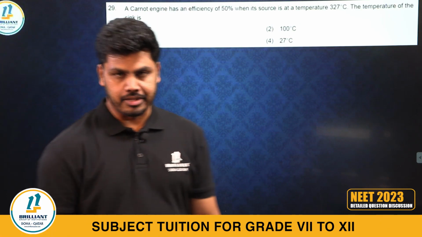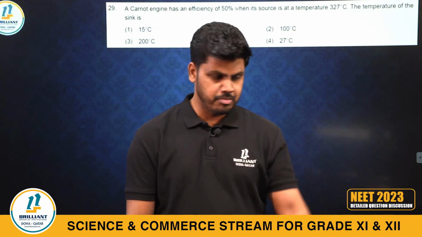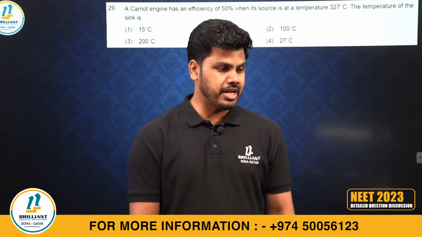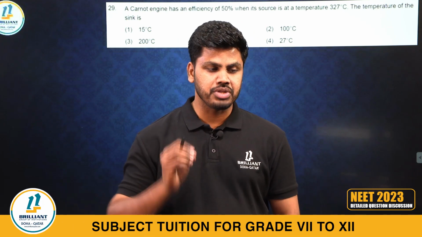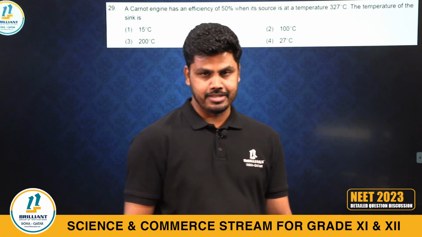Now, question number 29 is about a Carnot's engine, coming from thermal physics part, like thermodynamics. Efficiency is given as 50%. When its source is at a temperature 327 degrees Celsius, temperature of the sink is.